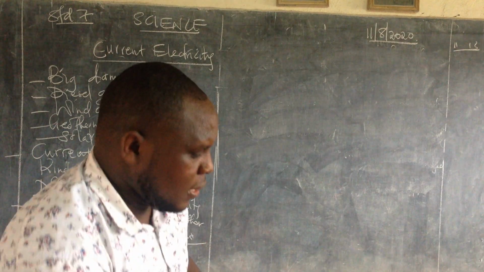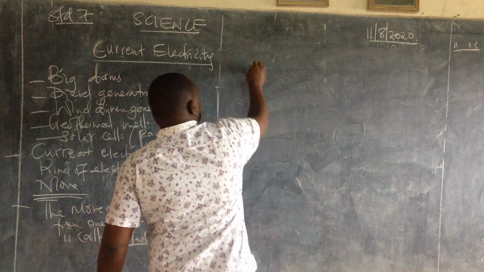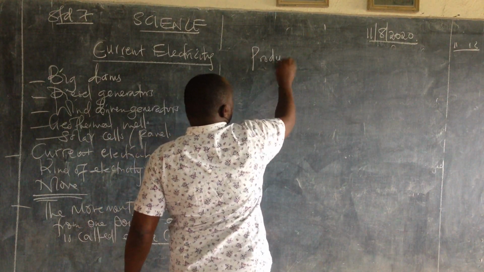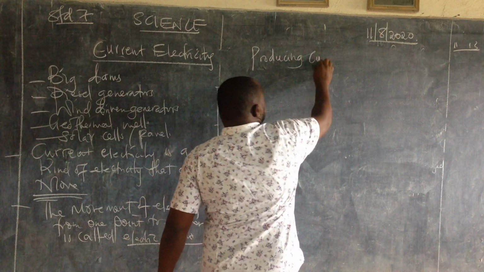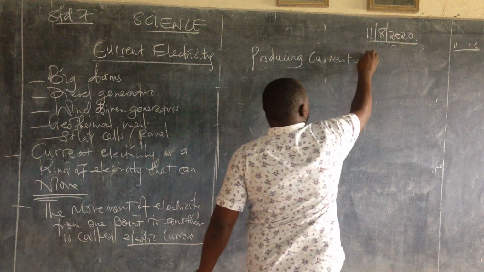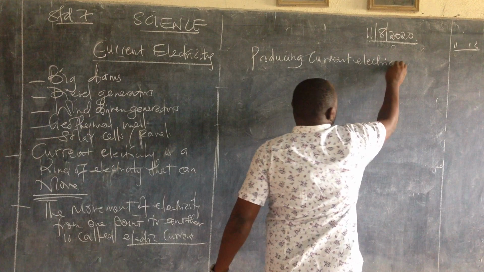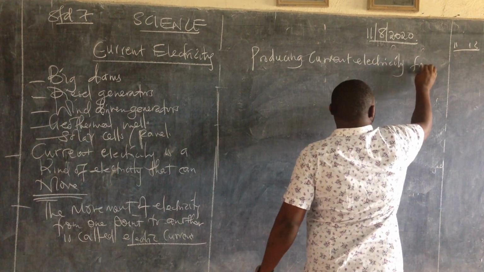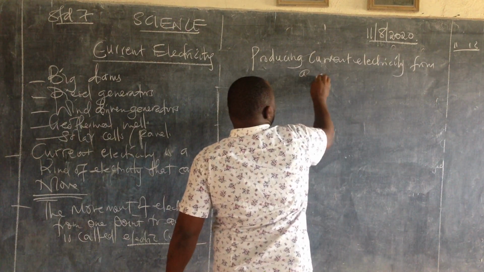Producing current electricity from a dry cell.